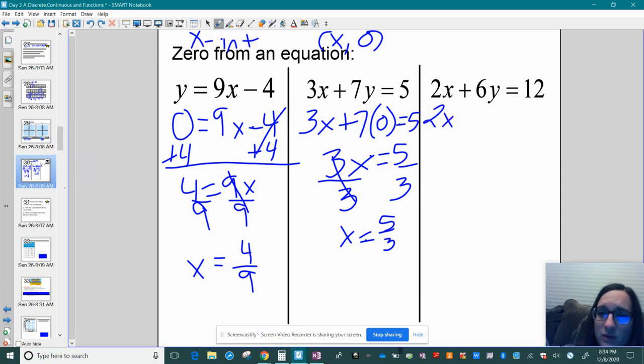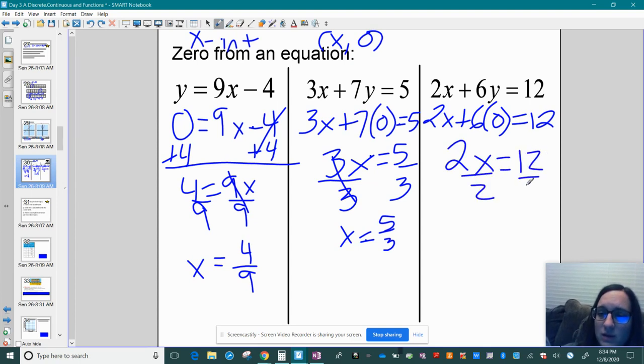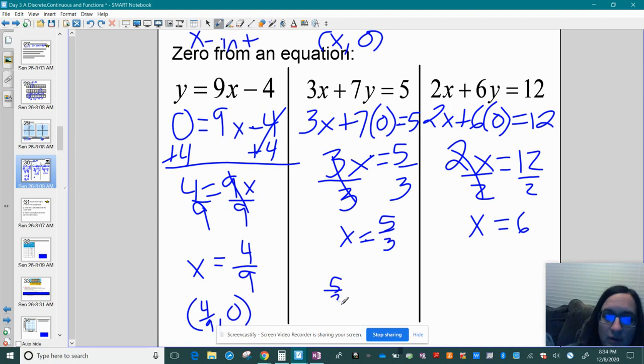And same thing here. We have our 2x plus 6 times 0. 6 times 0 is 0. Again, that whole term cancels out and is gone because 2x plus 0 is still 2x. We can divide by 2. That leaves us with a beautiful 6. So if you had to write them as ordered pairs, it would be 4/9, 0, 5/3, 0, and 6, 0.